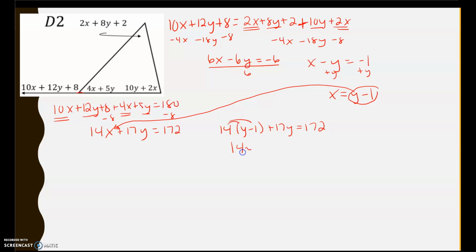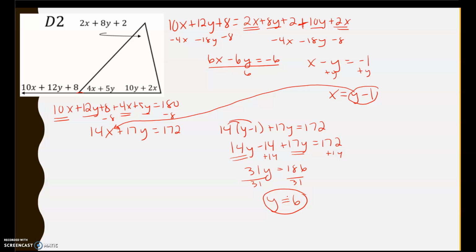Distribute, I get 14y minus 14 plus 17y is equal to 172. 14y and 17y gives me 31y, and then I'm going to add 14 to both sides. So 31y is equal to 186, and divide both sides by 31, so I get y is equal to 6. Again, my question asks me to find the value of x, so I'm going to take this guy and plug him into this equation since x is already alone. I'm going to get x is equal to 6 minus 1, which means x is equal to 5.